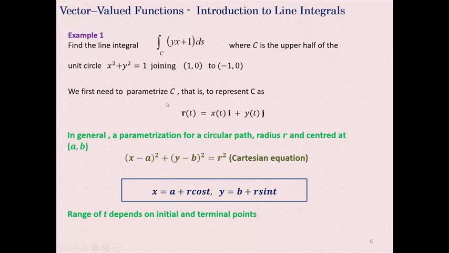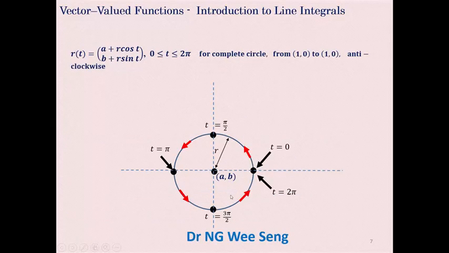But first, let's talk about something more general. Given a circle centered at (a, b) and having a radius of r, this pair of parametric equations will work. The range of t will depend on the initial and terminal points, and also on whether we are talking about a full circle or just a sector of the circle. For example, if you are talking about a complete circle from 1, 0 to 1, 0, the same initial and terminal point, then this representation will give us an anti-clockwise movement, as shown on the diagram indicated with the red arrows.